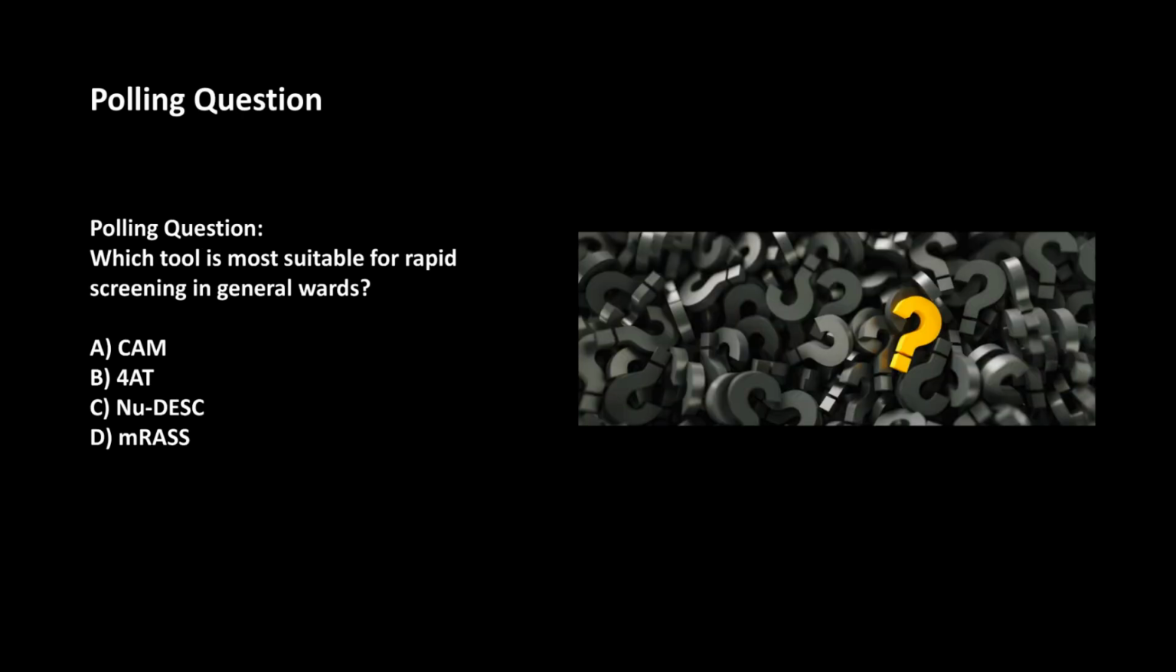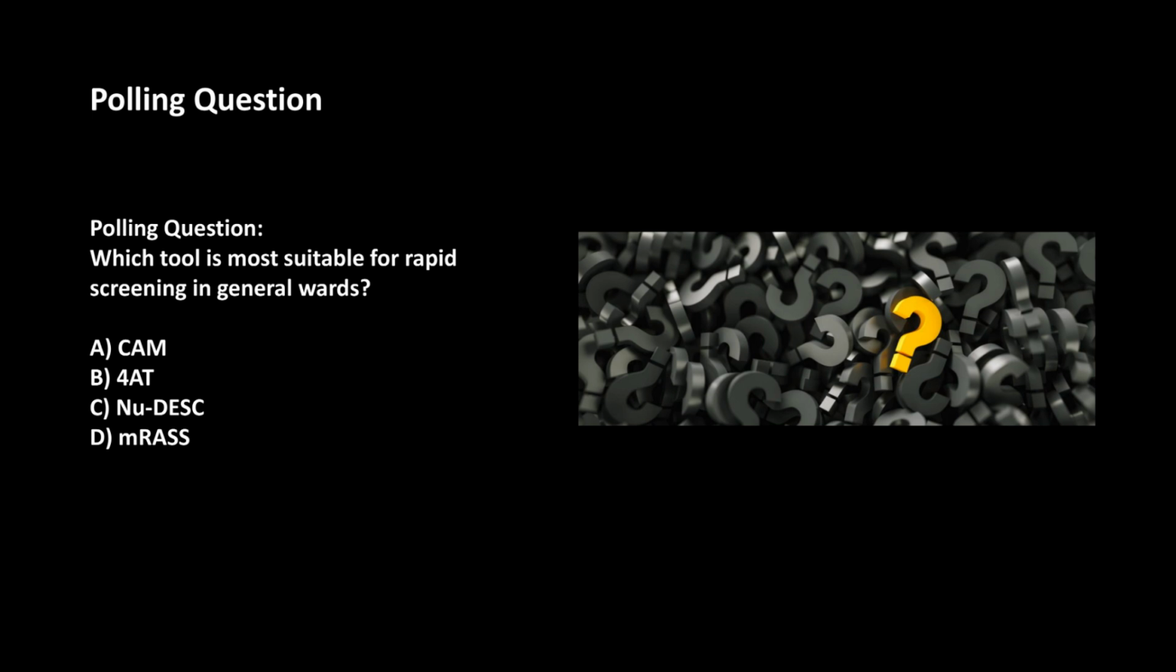Here is our second polling question. Which tool is most suitable for rapid screening in general wards? A. CAM. B. 4AT. C. NEU-DESC. Or D. MRAS. The correct answer is B.